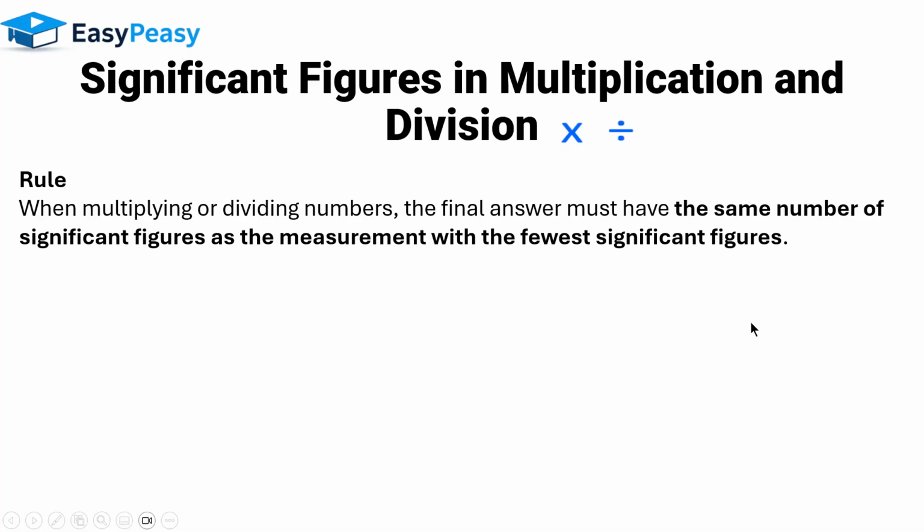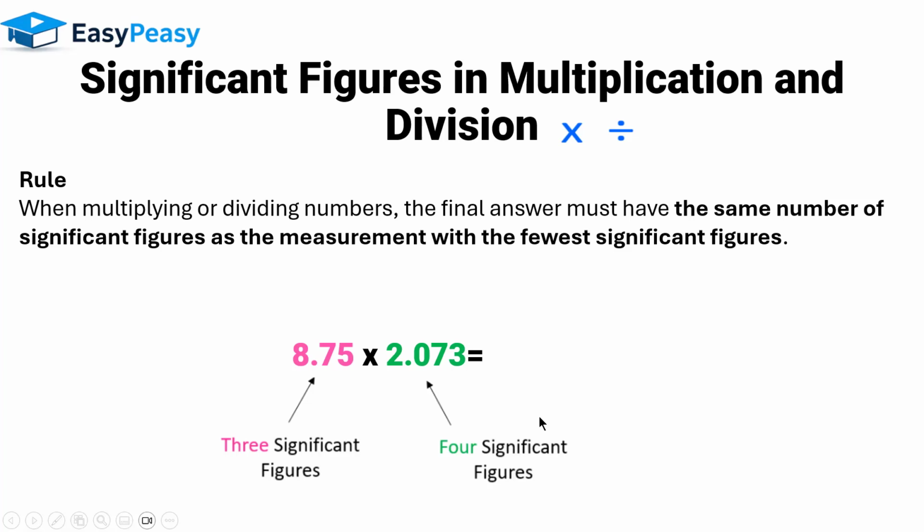So let's take an example. Here we have 8.75 multiplied by 2.073. How many significant figures are in this number? Yes, that's right. It's 1, 2, 3. They are all non-zero digits, so 3 significant figures. Now, how many significant figures are in this value? Yep, so we have 1, 2, 3, 4 significant figures here. Okay, so when we multiply it, the answer is like this.